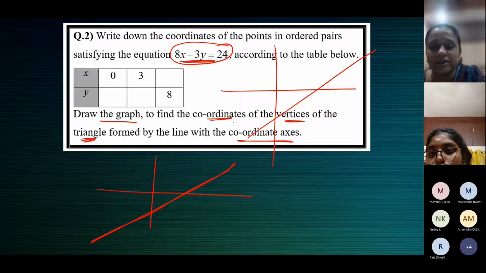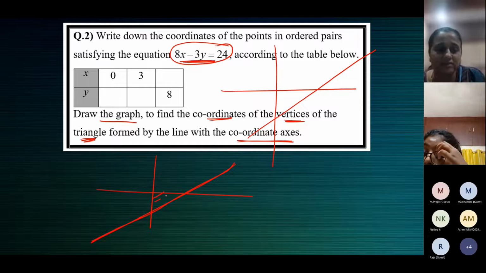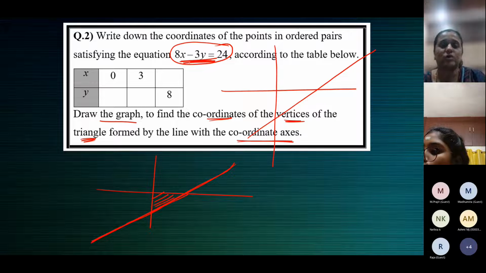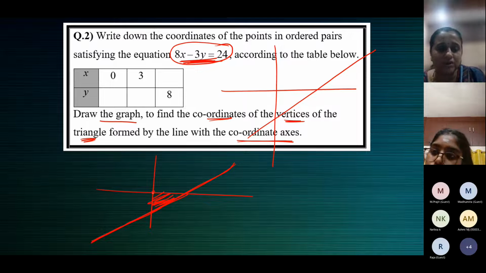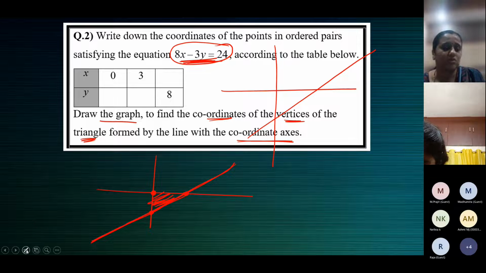You'll have to find the coordinates of the vertices of the triangle formed by the graph line and the coordinate axis. So this is the triangle, bounded by the x-axis, the y-axis, and the graph line of this equation. These are the coordinates.